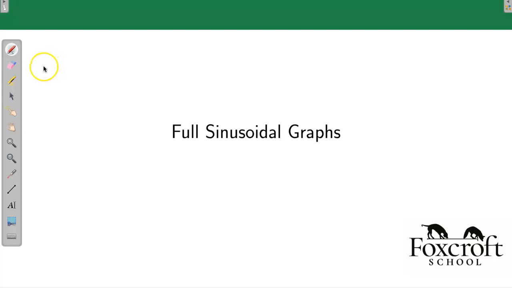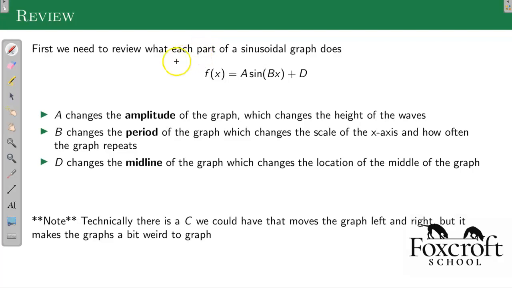So in this video, we're finally ready to put together our different transformations of sine and cosine to create full sinusoidal graphs. So far we've learned these separately, but now we're actually going to put them all together. We learned what happens if we put a number in front of our trig function: that affects the amplitude, the height of the waves.